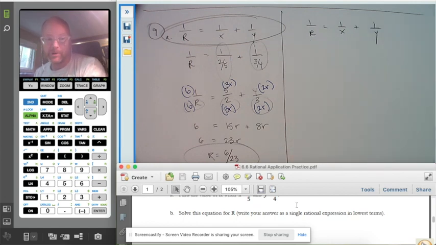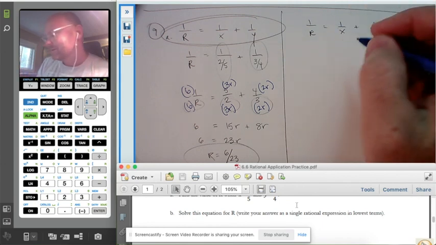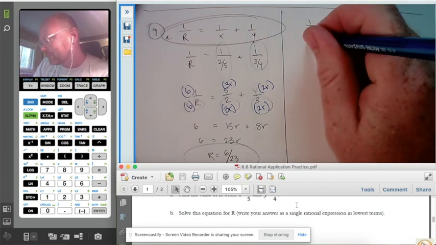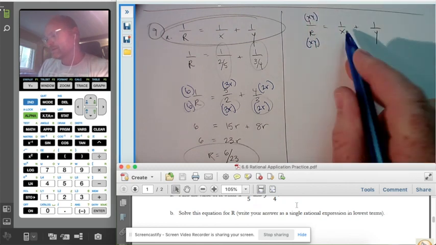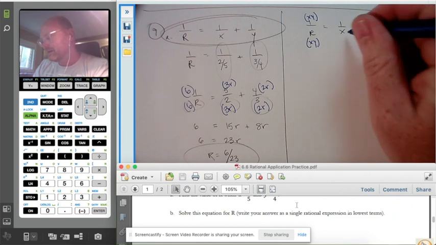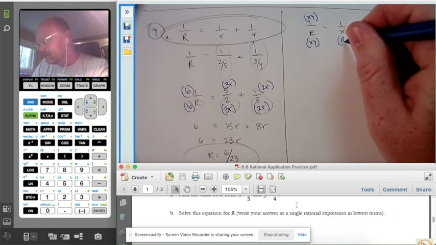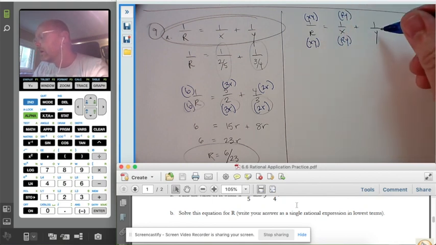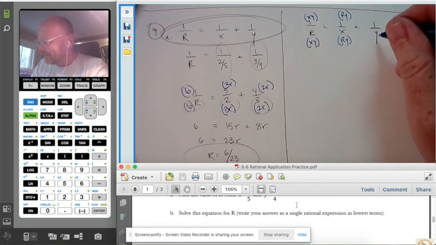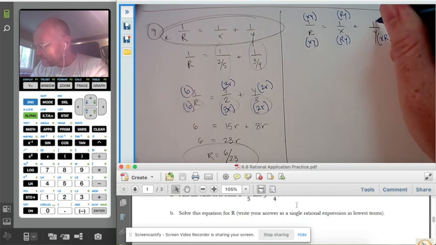R, x, and y are all again multiplied together. That is the least common multiple. So this one already has the r. I'm going to multiply an xy into the top and bottom of it. This next fraction, 1 over x, has x in the denominator. It needs the r and the y part. 1 over y has y in the denominator, so it's going to need an x and an r.